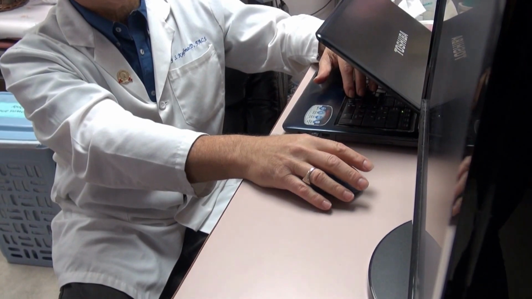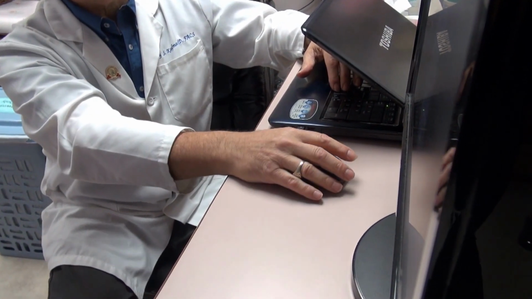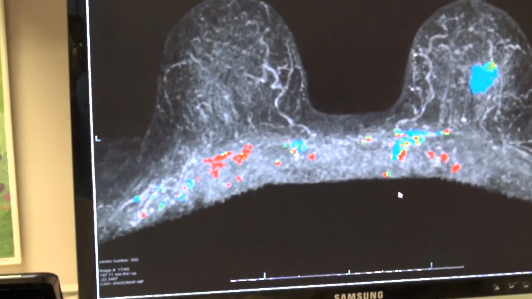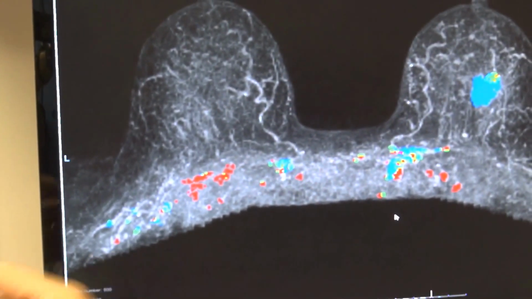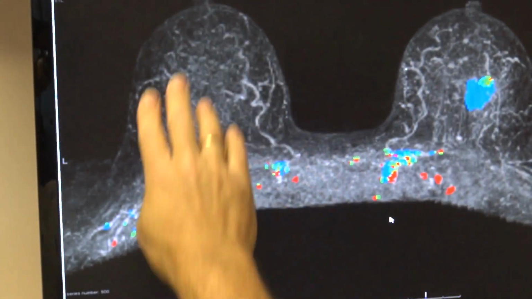The most sophisticated way of looking at the breast is with an MRI. This is an MRI. The patient is lying down. Her right side is on that side. Her left side is on this side. And a normal breast looks this way.